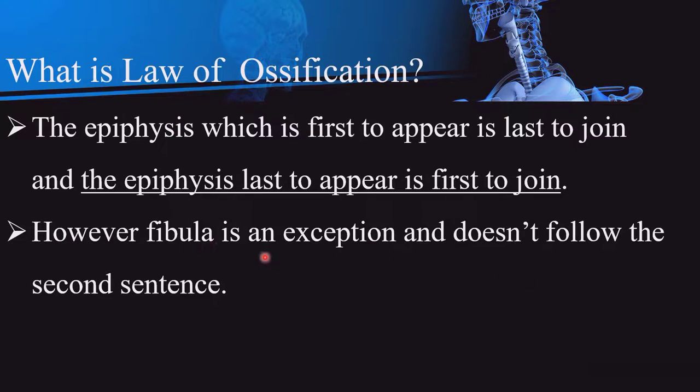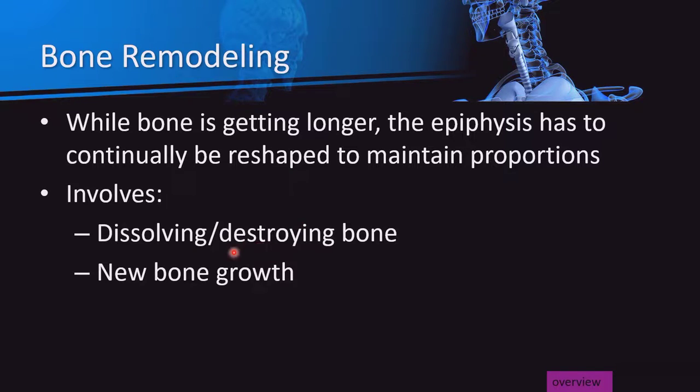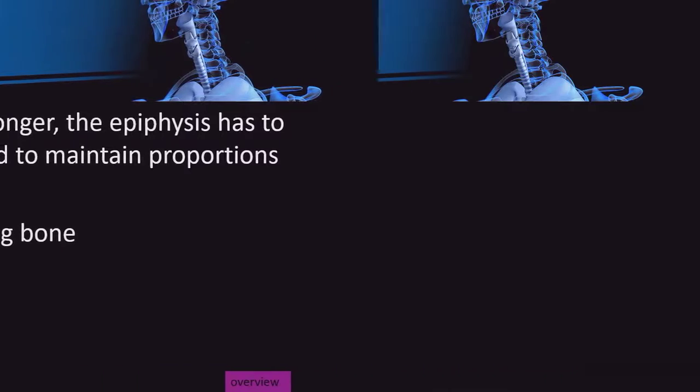But remember one thing, fibula is the only bone that does not follow the law of ossification. Bone remodeling. Remodeling, as you all know, is the process of continual change. And when the bone is getting longer, the epiphysis has to continually be reshaped to maintain proportions. The process of bone remodeling involves two processes that are resorption and apposition. Resorption is the process of dissolving of the bone, whereas apposition or deposition is the process of new bone growth.